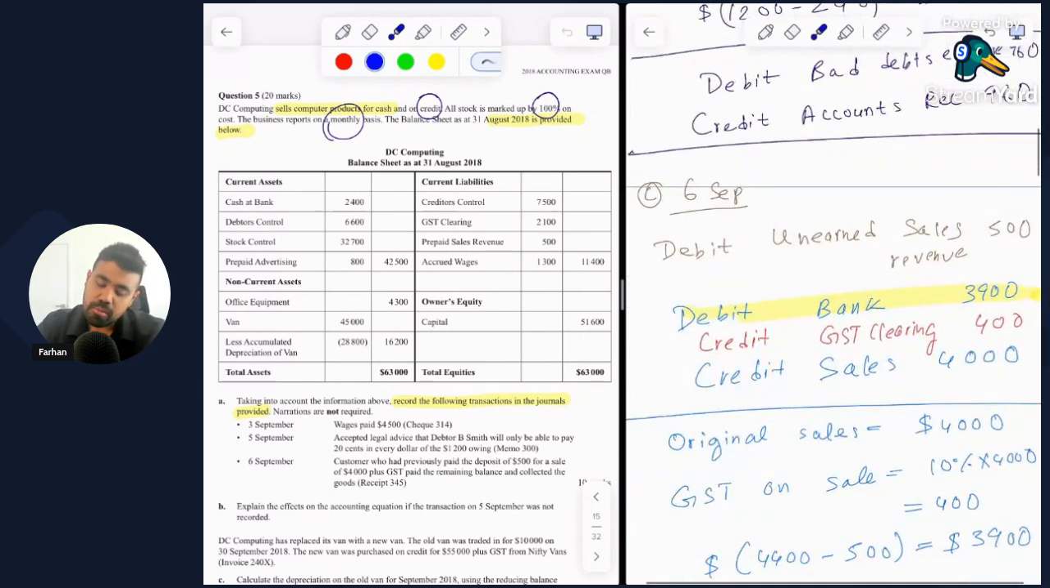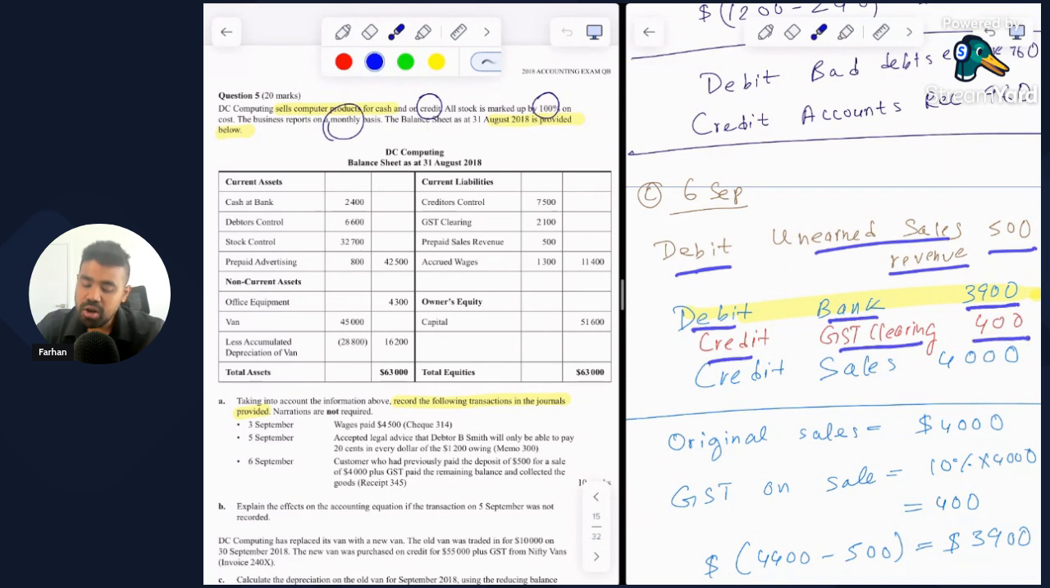So on the 6th of September, to begin with, we first debited the unearned sales revenue of $500, which is also known as the prepaid sales revenue. Now, when we debit unearned sales revenue by $500, we are reducing our current liabilities by $500. Then, when we debit bank by $3,900, it means we are increasing our assets by $3,900 because bank is an asset, and when assets go up, we debit it. And then we have got credit GST clearing by $400, which is again a liability. And in this case, you're increasing your liability by $400.